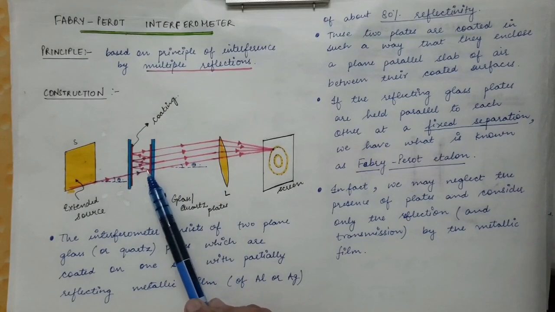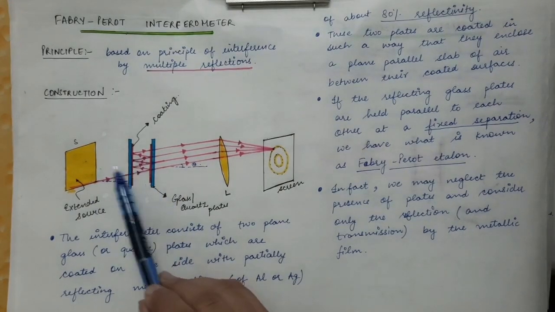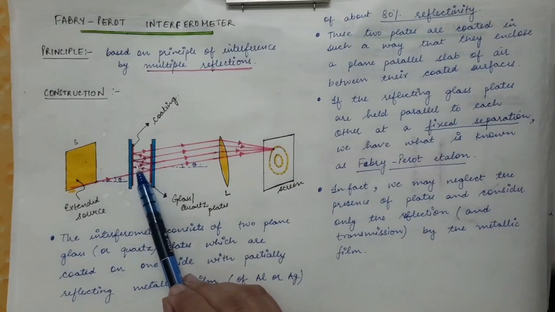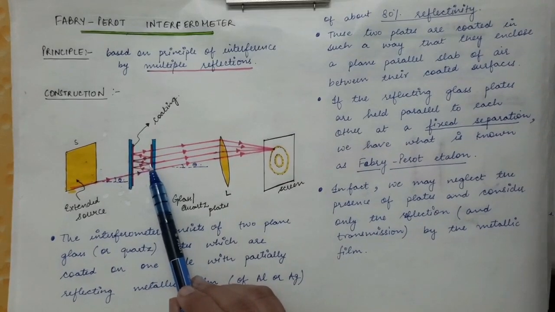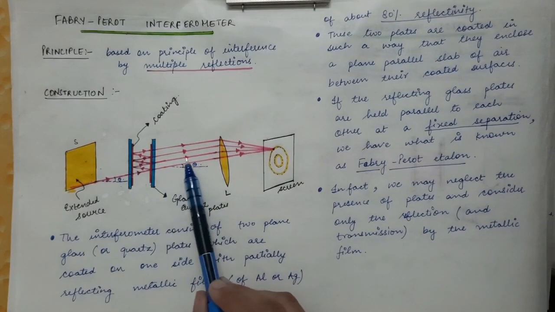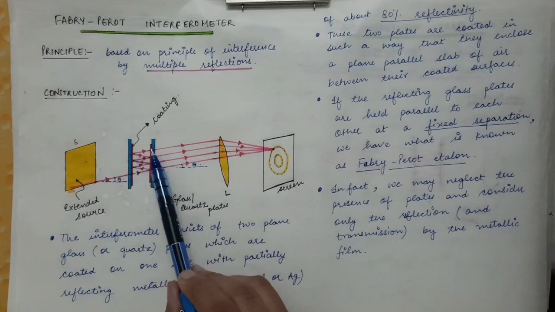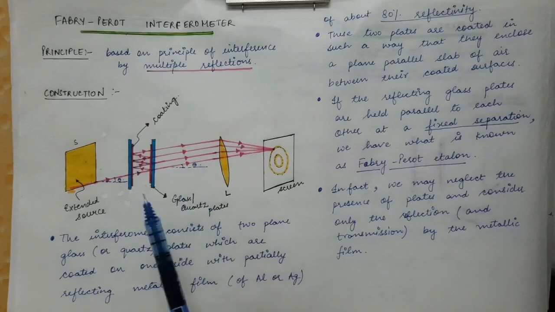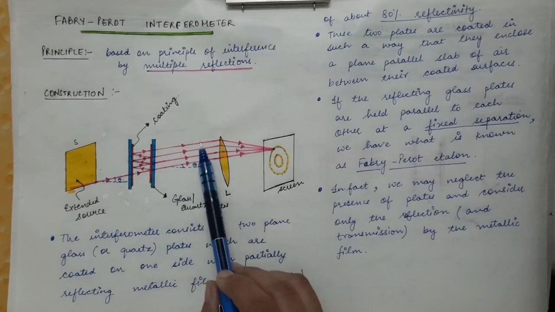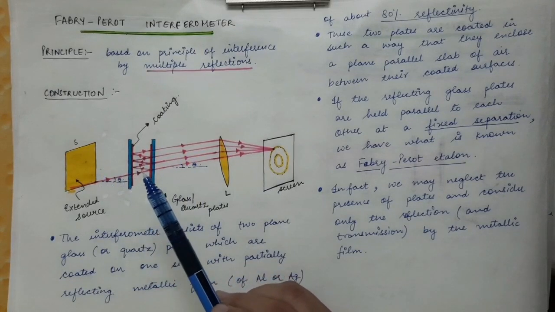So this reflected ray again gets reflected, so there will be partial reflection and partial transmission. Again this reflected ray will reach this point, where there will be reflection as well as transmission, so we will get the second transmitted ray. Similarly, there will be multiple reflections and we will get multiple transmitted rays which will be parallel to each other, and all these rays make an angle of theta with the horizontal axis.